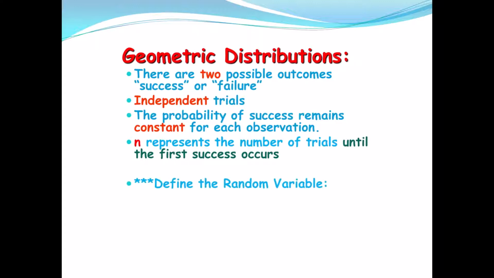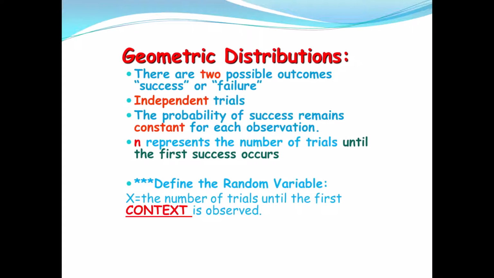All right, always define your random variable. So x is the number of trials until the first whatever is observed. The first A on a test is observed. The first home run is observed. The whatever.